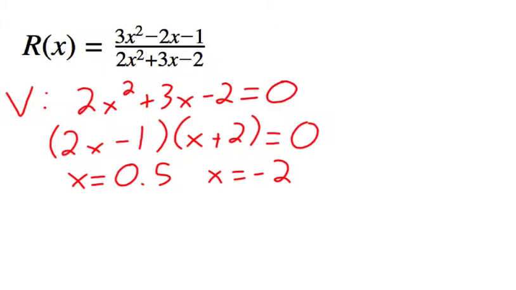Now, horizontal-ish. For these, they will end up being perfectly horizontal, but what we're concerned about are the biggest terms of the top and the bottom. Biggest terms of the top and bottom are 3x squared and 2x squared. If x is really, really big, that other stuff does not do anything, or hardly does anything.